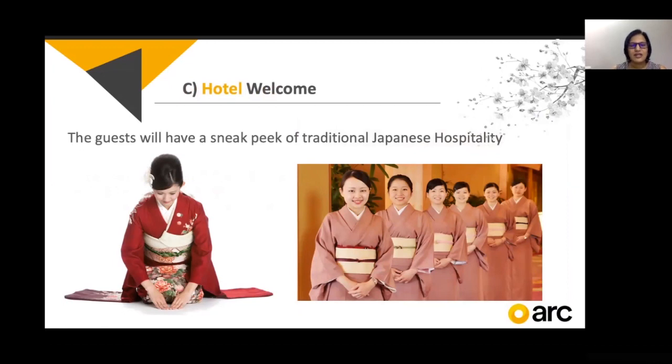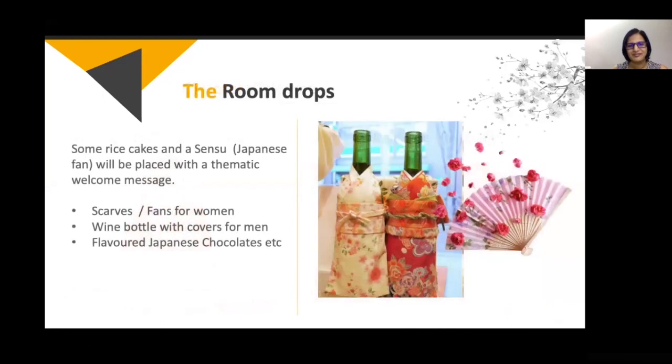once they came to the hotel, we gave them very traditional Japanese hospitality. So if you see all these women, they're wearing the traditional Japanese attire. Do you know what they are called? That's right. They are called kimonos, and they are typically worn especially by women.